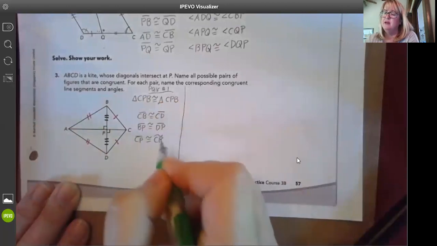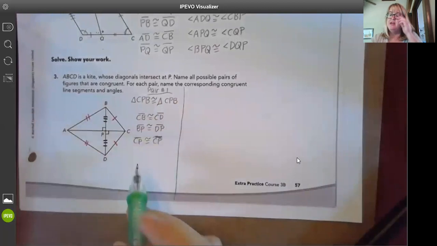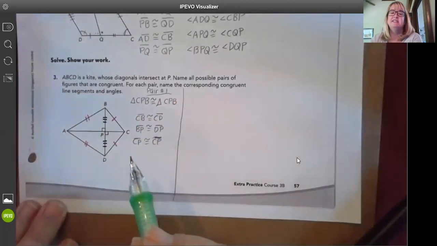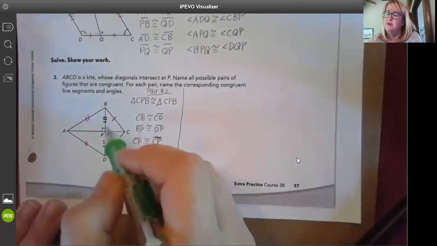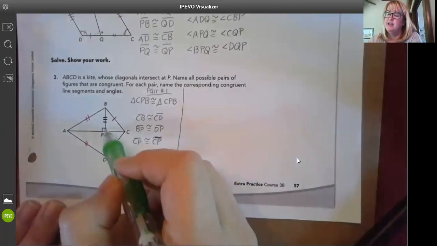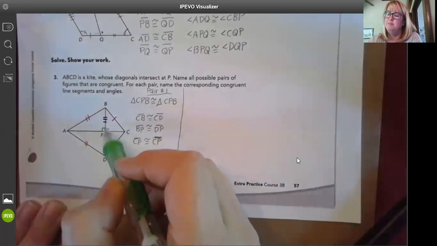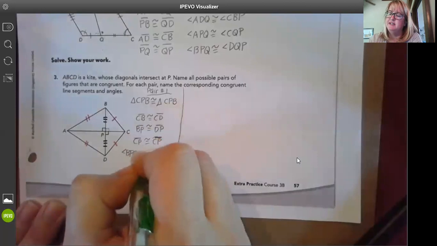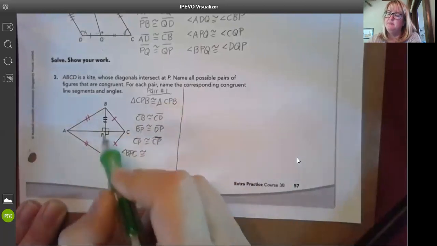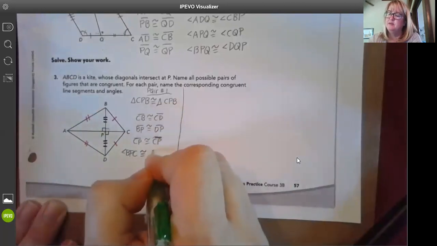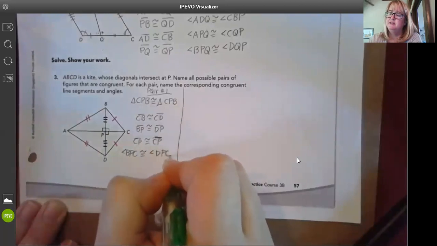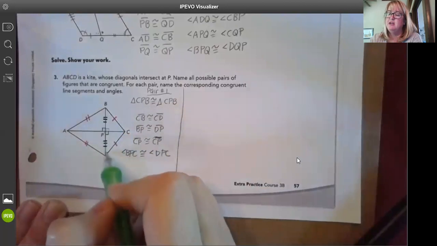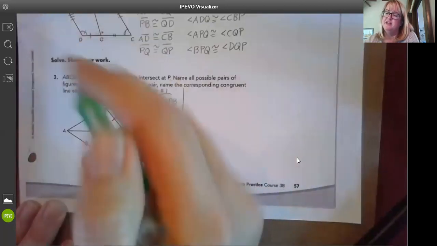So that should be straight. 3 congruent side lengths, so the triangles are congruent. Now that means that the angles are congruent. So we've got 3 different angles. We've got these right angles here, BPC. So angle BPC is congruent to angle DPC.